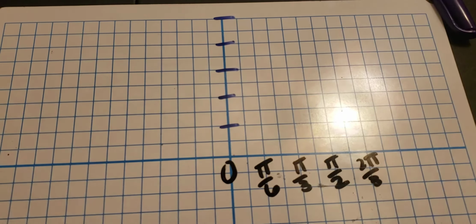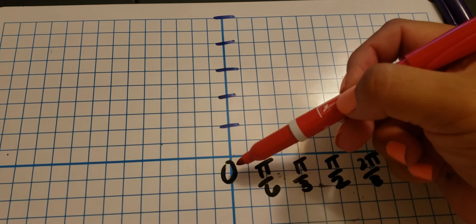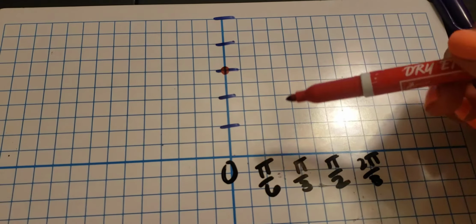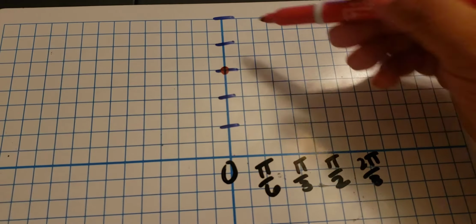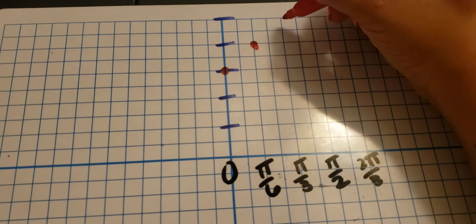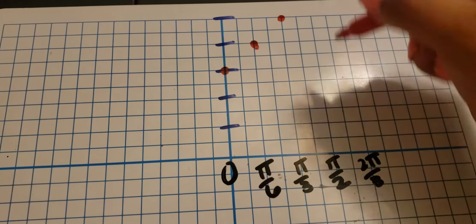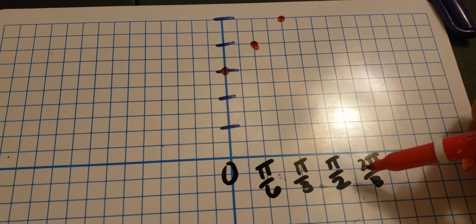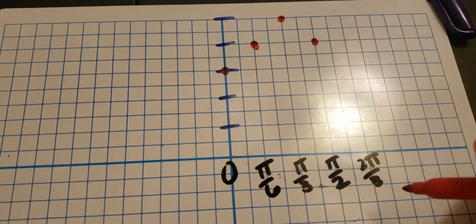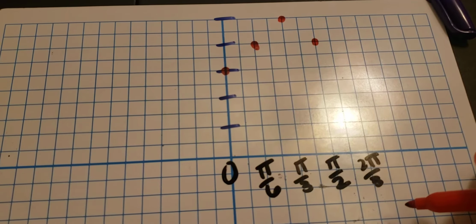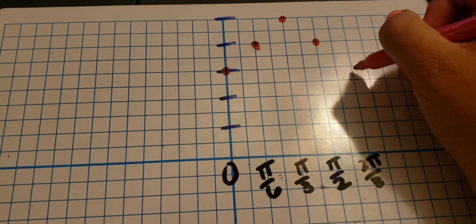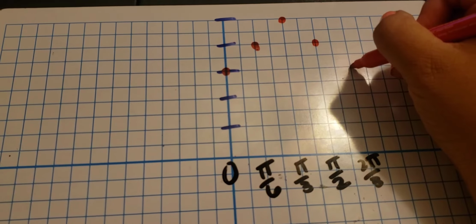So let me use a red. At 0, we should be at 3. So 0, 3. At pi over 6, we were at 4. At pi over 3, we were at 5. At pi over 2, we were at 4. And at 2 pi over 3, we were at 3. So that should be here.